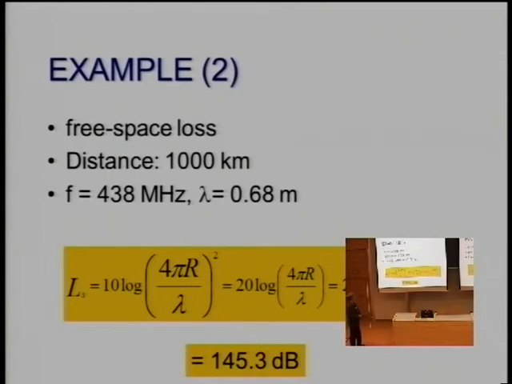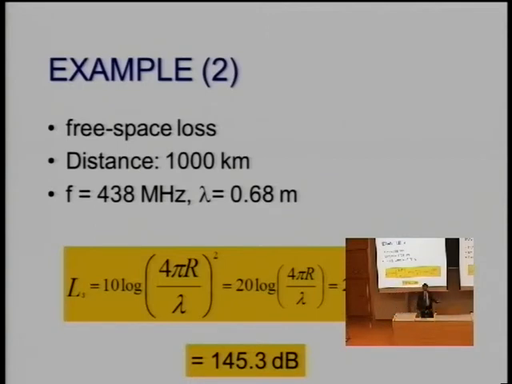So then the free space loss here is 10 log (4 pi r over lambda) squared, or 20 log 4 pi r over lambda. In this particular case, we have 20 log 4 pi times 1 million meters divided by 0.68 meters wavelength, and this yields 145.3 dB of free space loss. That's a lot. So this is 10 to the minus 14 of the original power. So we get a very, very weak signal at the input of the satellite.